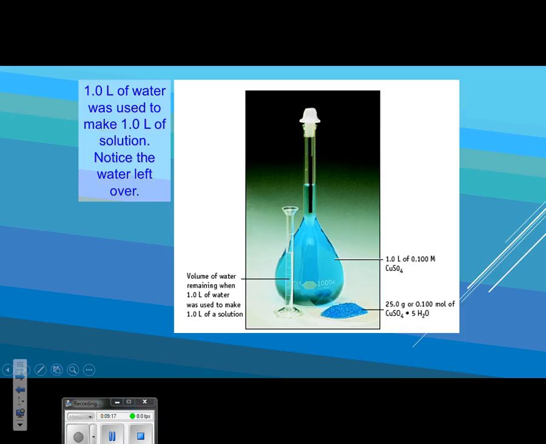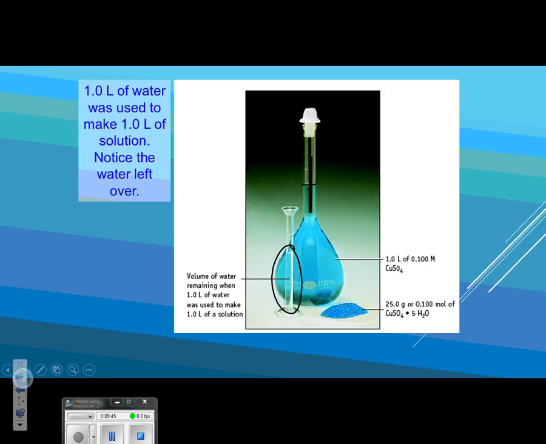Then I'm going to fill it up to that mark, right, with distilled water. If I took 250 milliliters and then put the solid in, I would have this much left over water-wise. And then I would have a more dilute solution than what I needed. So we always add the water after we add the solid. Okay? All right.